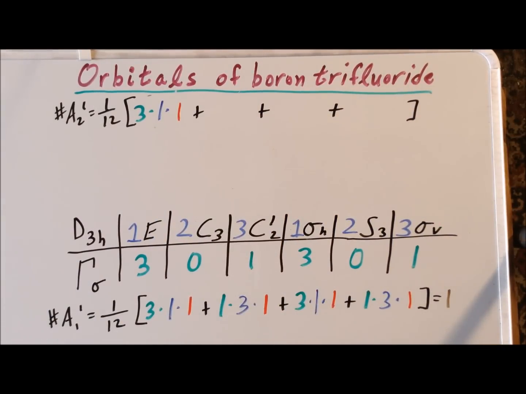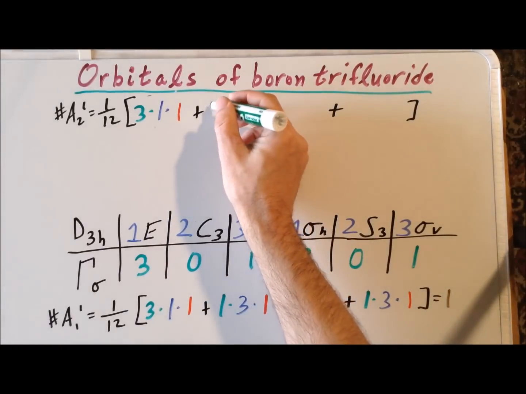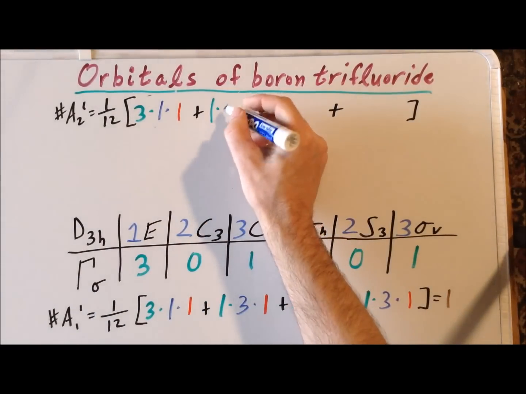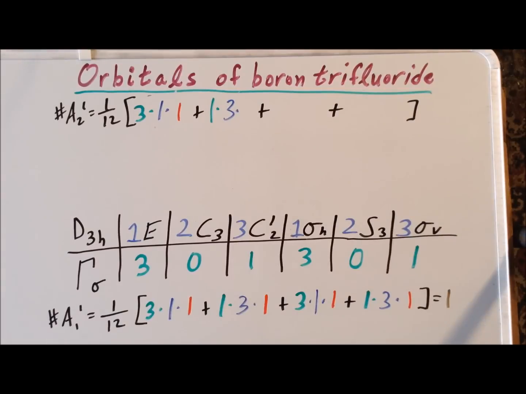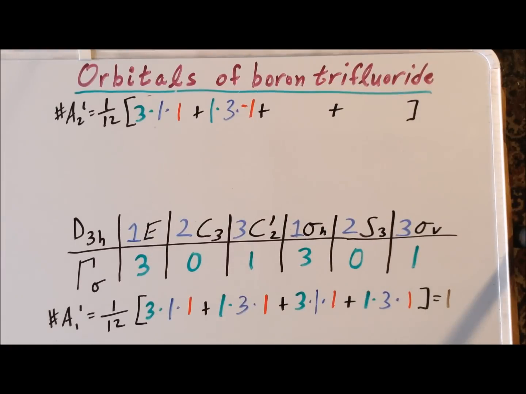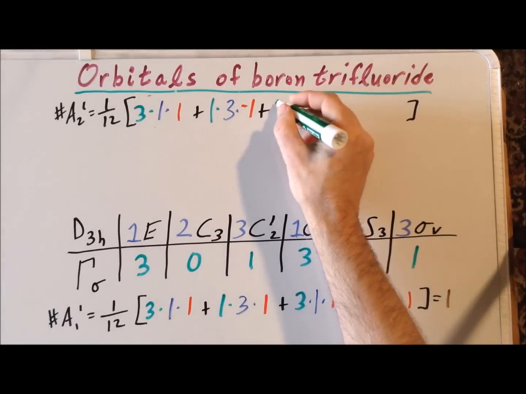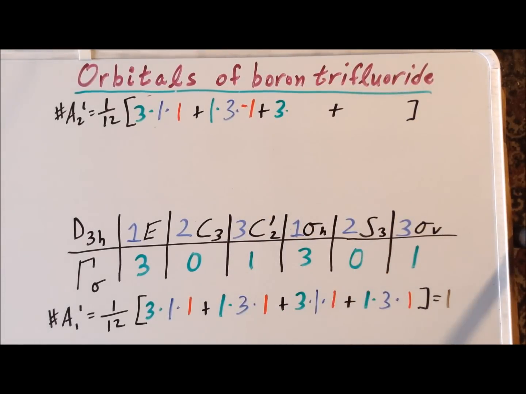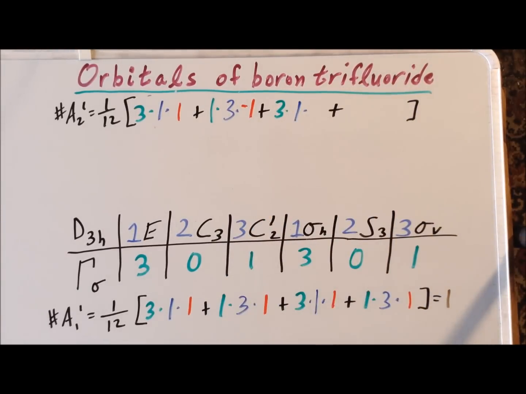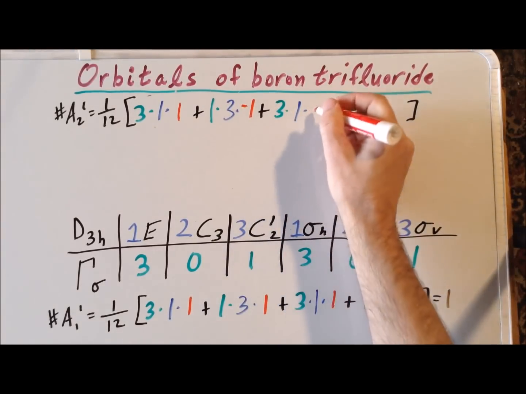Now for the second term, which is coming from the C2 prime, the character from the reducible representation is our green 1. The number of operations in the class is 3 times 3. And now the character from the character table for the irreducible representation is a -1. Then we have 3, which is from the character there. The number of operations in the class is 1. And then the character from the character table is a +1.